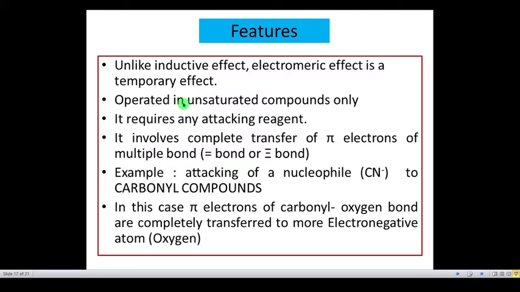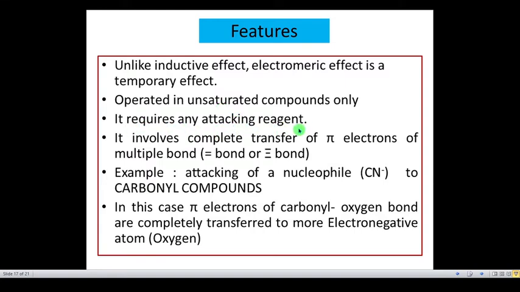So this is very important. Unsaturated compounds means carbon-carbon double bond or carbon-carbon triple bond, simply called multiple bonds. Another point is that multiple bonds are simply called unsaturated compounds. So it requires attacking reagents. I am repeating this a second or third time because these are very important and simple points to note in the case of the electromeric effect. The electromeric effect is a temporary effect. It takes place only in compounds containing unsaturated or multiple bonds.